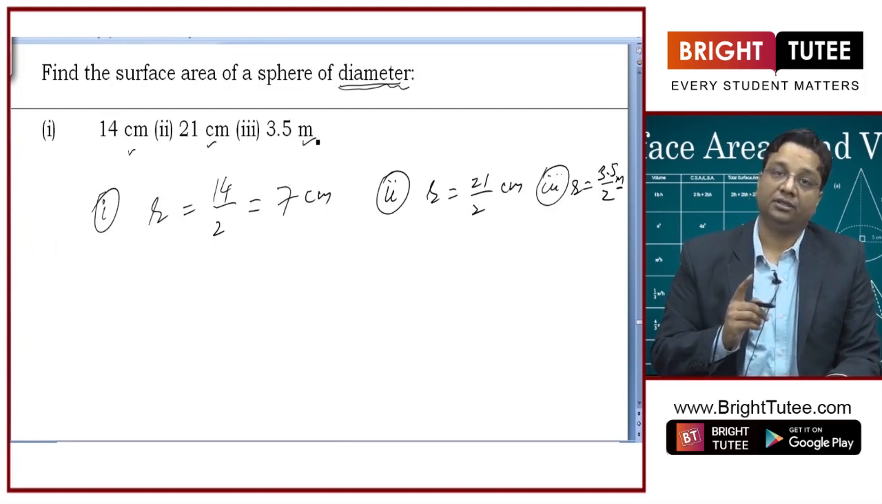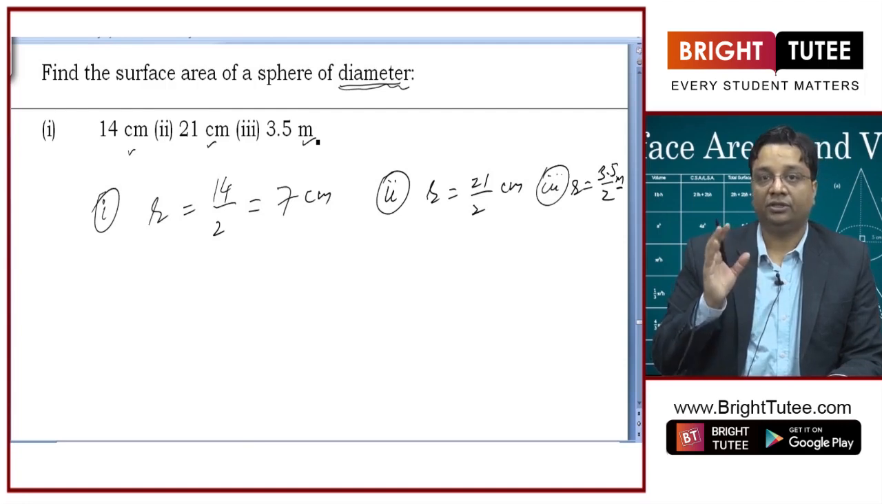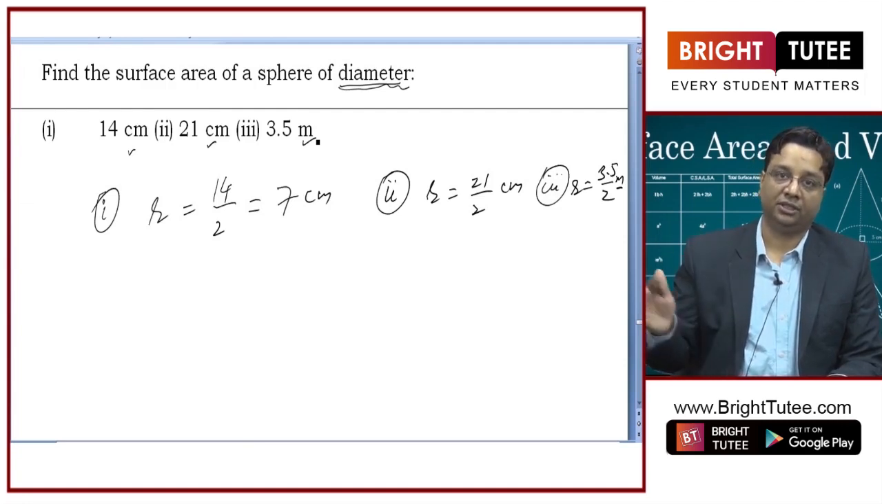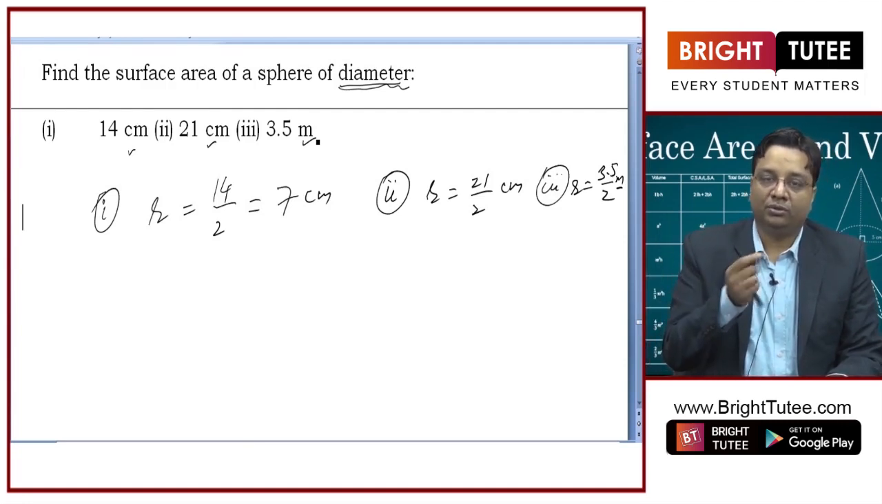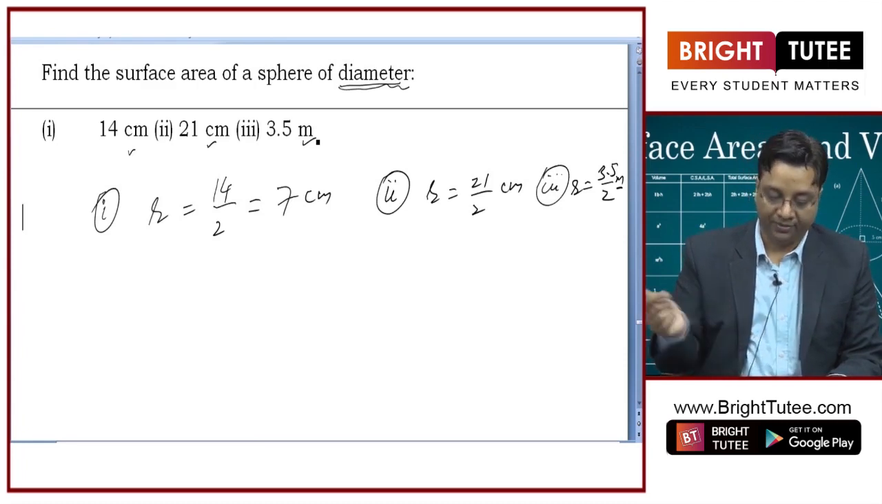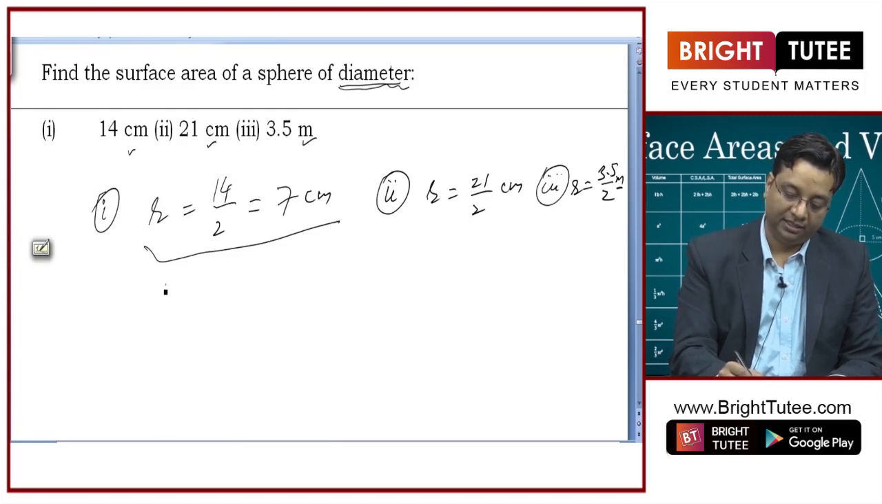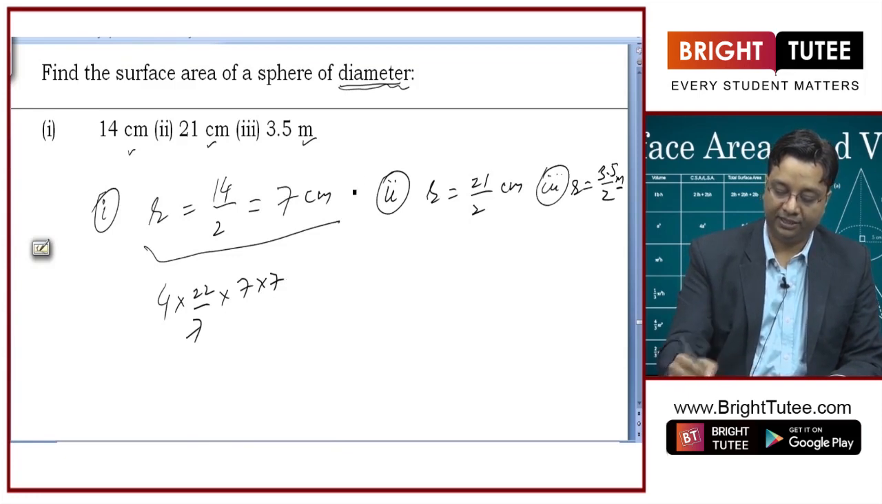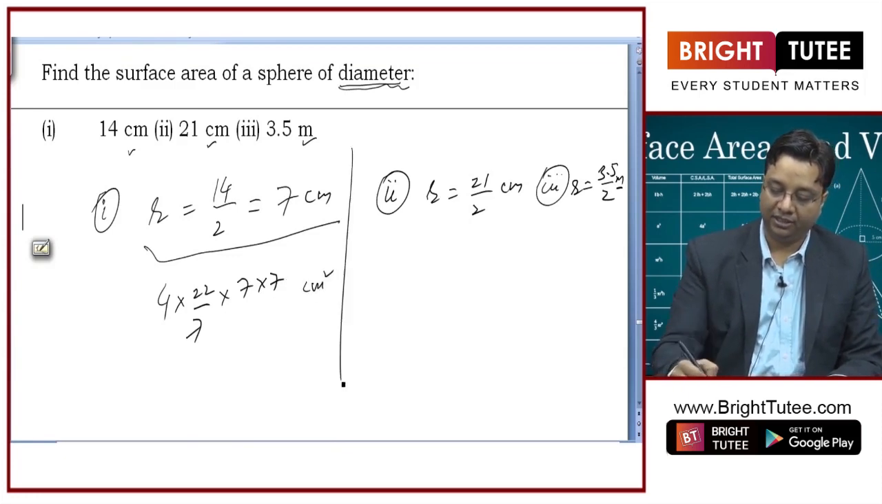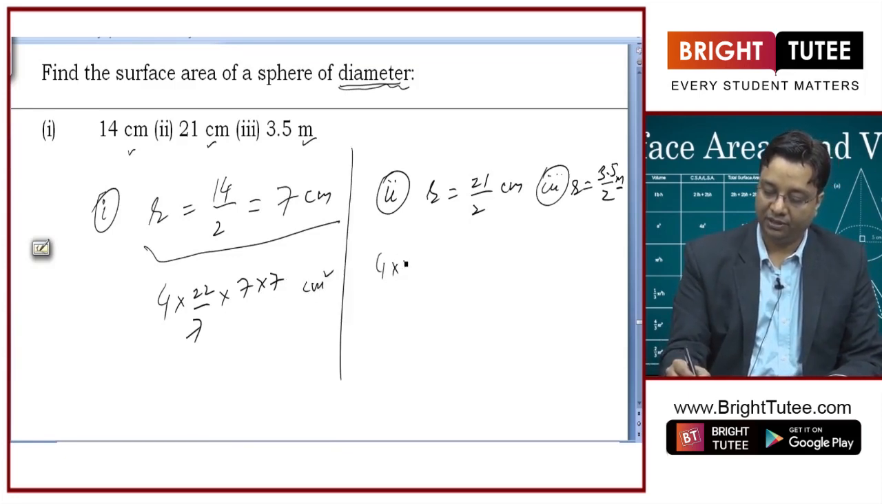So I want all of you to take care of the units when you are writing the answers, because of one typo you may lose some of your marks, right? So what will be the area in this case? It will be 4 pi r square, right? And this will be in centimeter square. In this case it will be 4 22 by 7 r square, and this will also be in centimeter square.